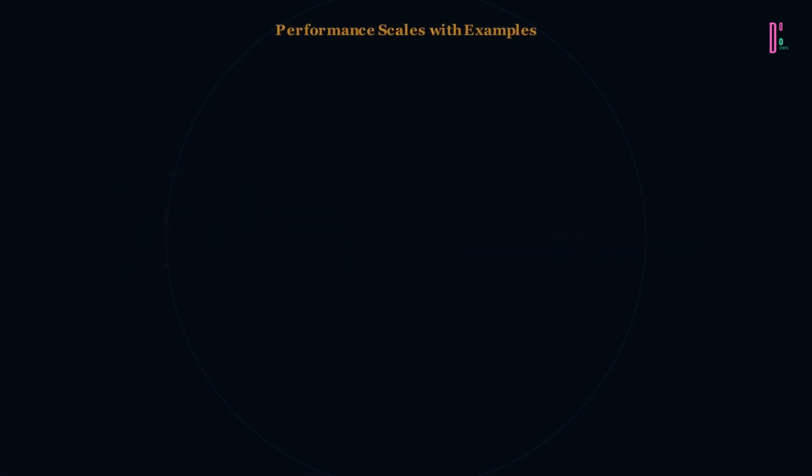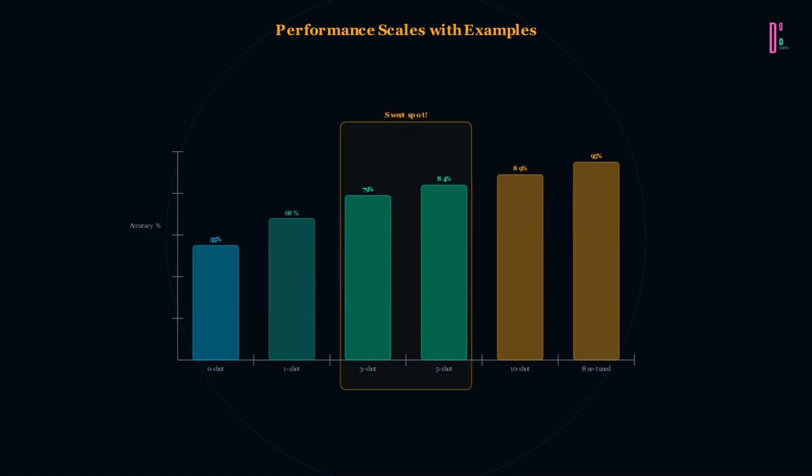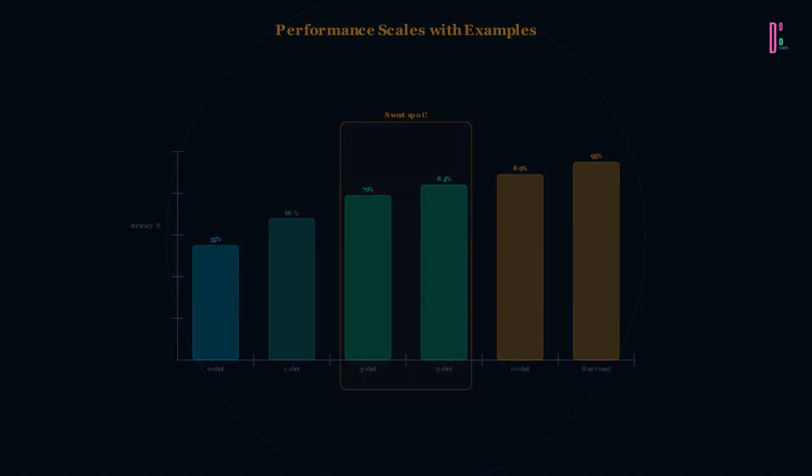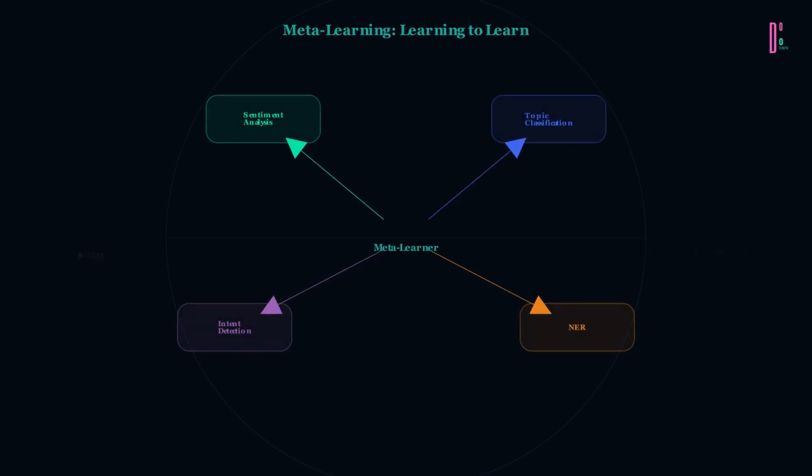Here's the beautiful thing about scaling. Going from 0 to 1 example is huge. 1 to 3, still valuable. But 3 to 10? The gains flatten dramatically. You get 80% of the benefit from just a handful of demonstrations. More formally, this is meta-learning, learning to learn. Models like MAML and prototypical networks are explicitly trained to be good at picking up new tasks from minimal examples.